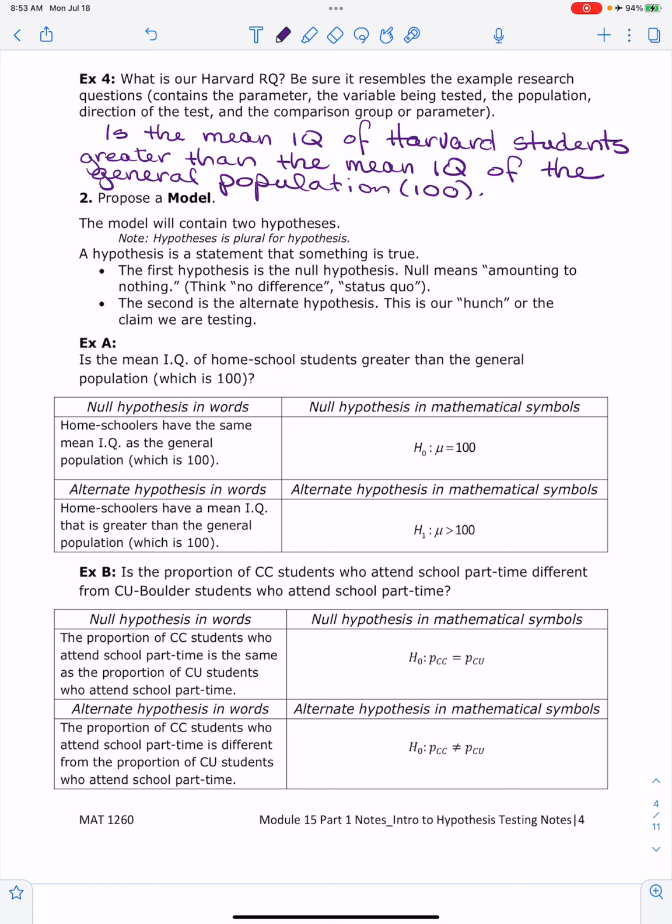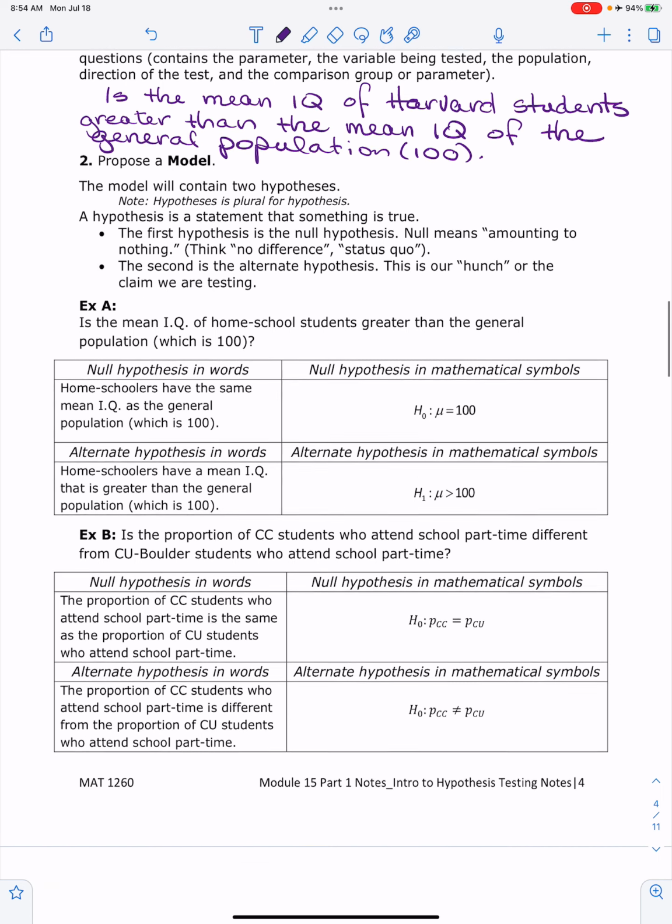Keep in mind, we always start with the null hypothesis. Null means nothing, so we're thinking no difference or status quo. So if somebody tells me something, that's going to be my status quo. Right? If students are telling me it takes 42 hours a week to complete the homework, that's the status quo, that's the null hypothesis we are using to compare against.